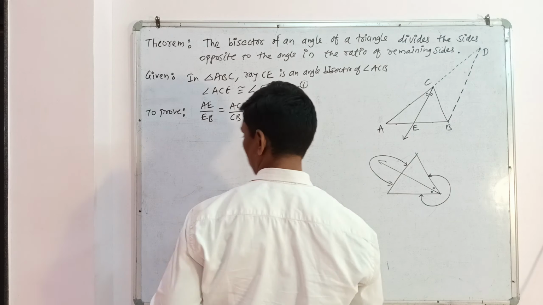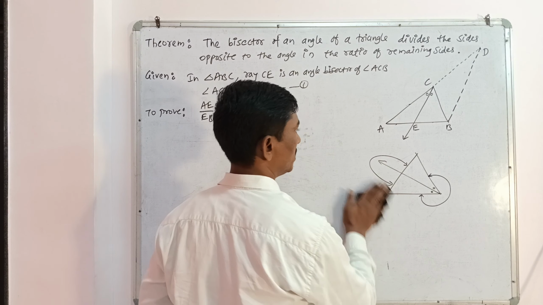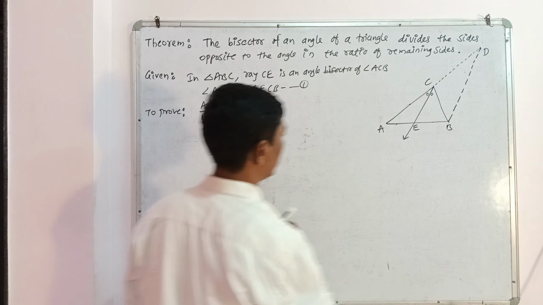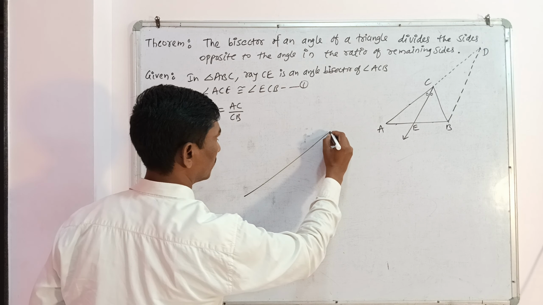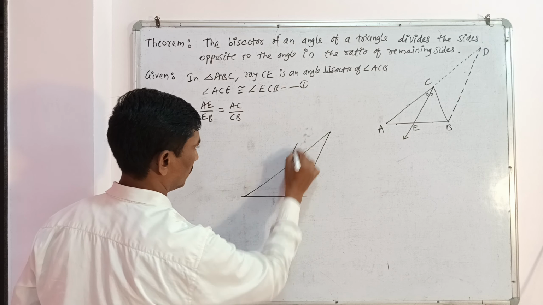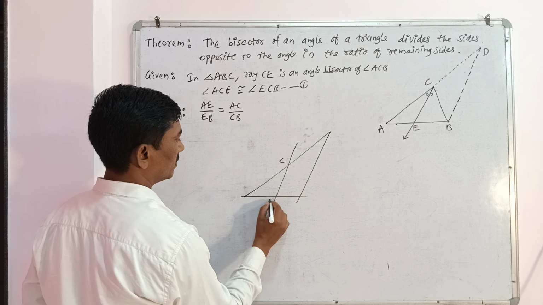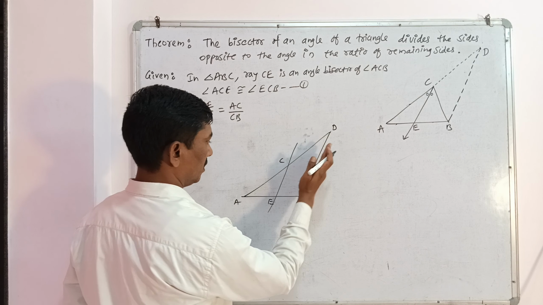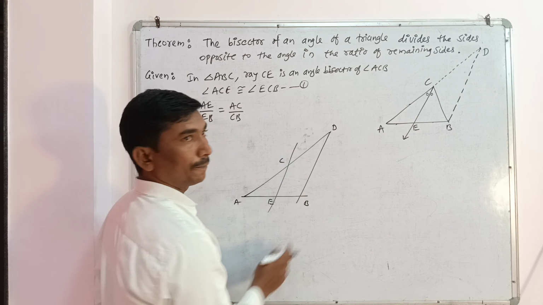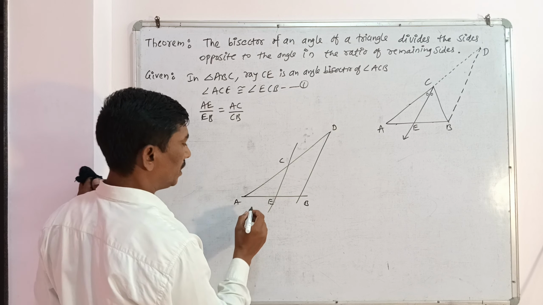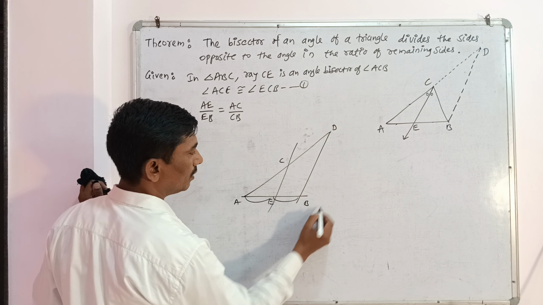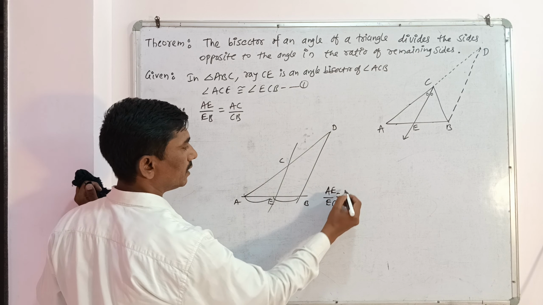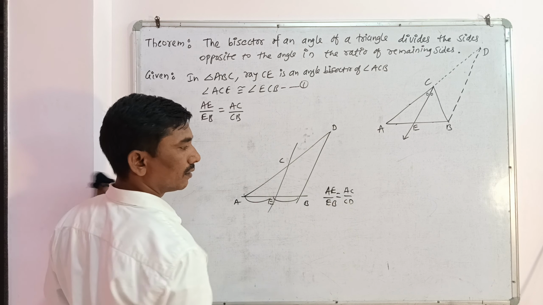See, if you just wipe out that side CB, the triangle is like this. Here it is C, here it is E, this is A, this is B, and this is D. In this, line CE is parallel to BD. So by using BPT, what we can write is AE by EB equal to AC by CD, isn't it?